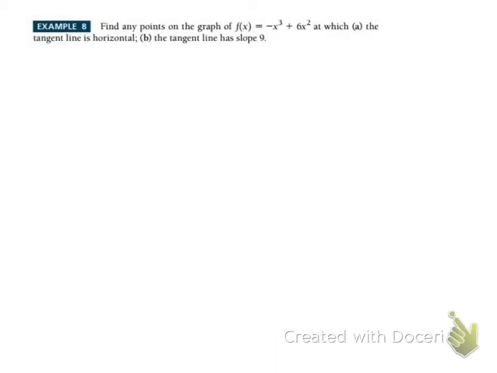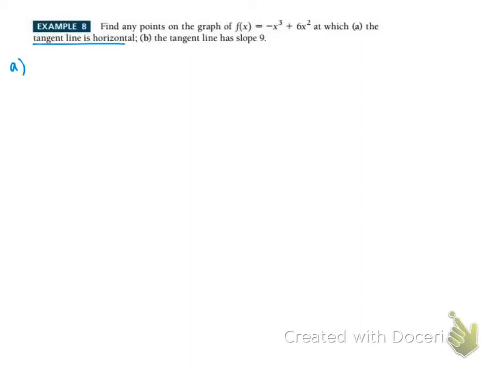So it's important to be able to determine points at which the tangent line to a curve has a certain slope. That is, points at which the derivative, or the rate of change, has a certain value. So for this example, we're given a function, and we want to find the points at which the tangent line is horizontal, and also the tangent line has slope 9.